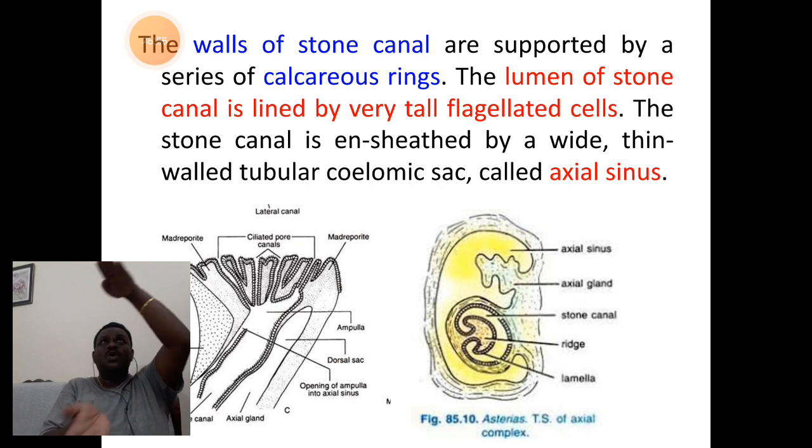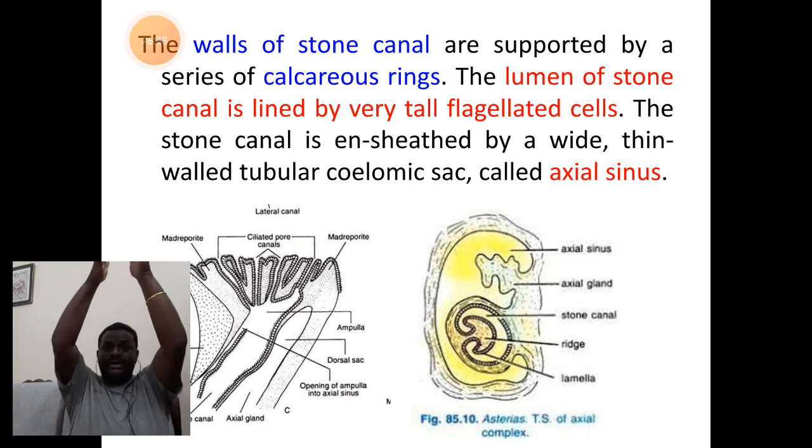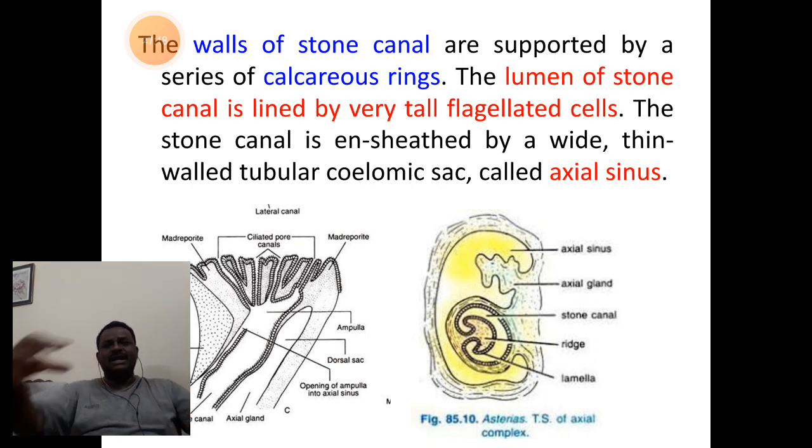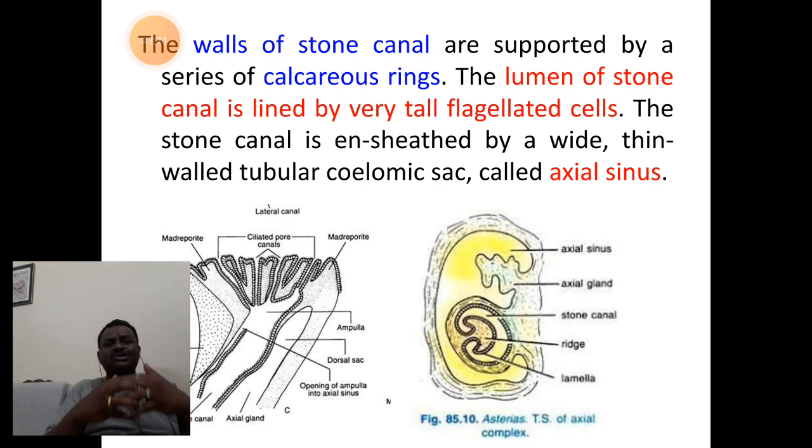Correct? Now, the stone canal, when you look at the inside, is not a continuous hollow space. Towards one side, there is an axial unit, the axial body, attaching. So this axial body along with the stone canal has the lamellae. Lamella is nothing but the curved unit along with the ridge part. So it is an extension that reduces the space or cavity of this stone canal. And each part of the axial system is again provided with a lining of ciliated or flagellated epithelium.